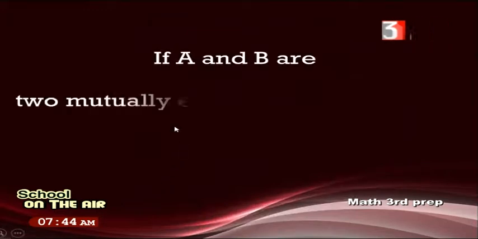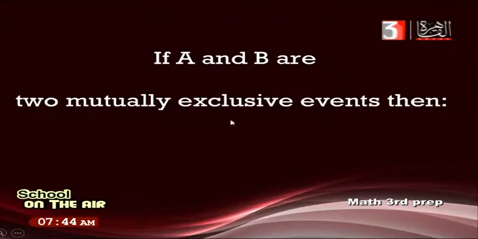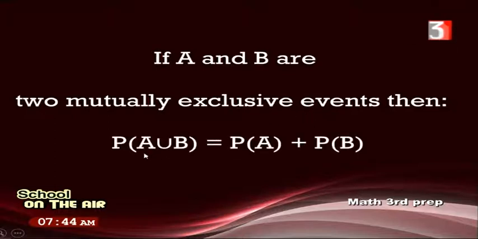If A and B are two mutually exclusive events, then P of A union B equals P of A plus P of B. Two mutually exclusive events mean that the two events don't have any intersection between them.